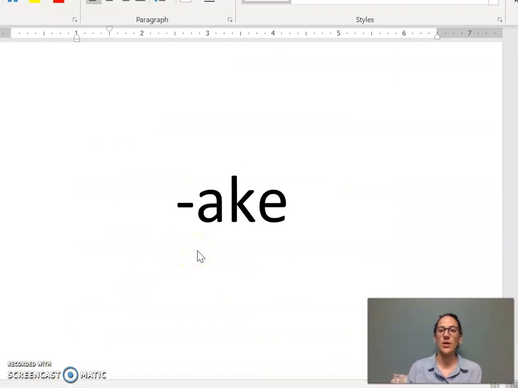Today we're looking at words that have the pattern of the letters A, K, E. Those three letters make the sound ache. Can you repeat after me? Ache. Good. We can put different letters in front to make new words. Let's find some now.